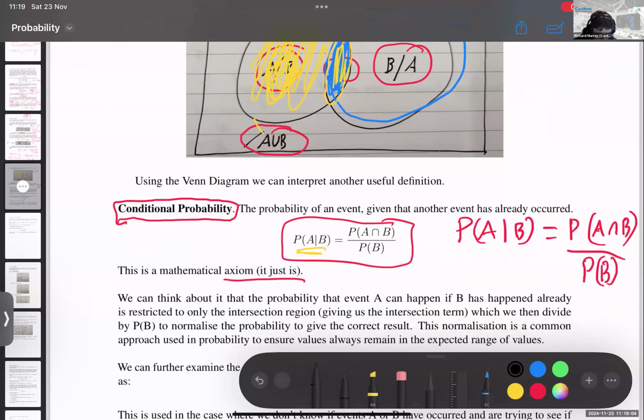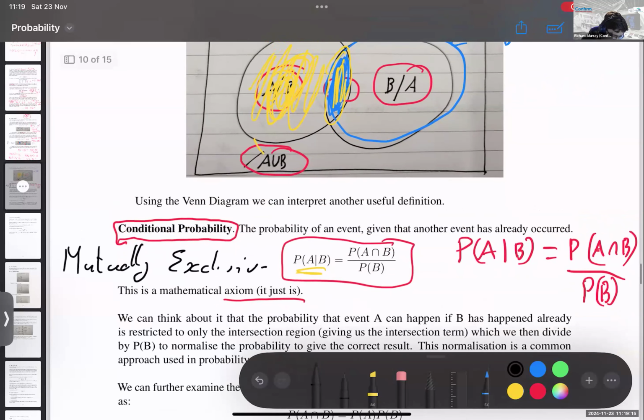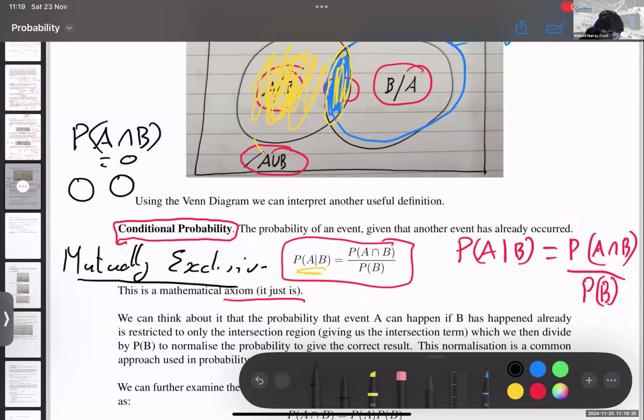If we know things that are mutually exclusive, which we've already seen, their Venn diagrams we drew as two separate circles, which means that the probability of A intersection B is equal to 0. So if they're mutually exclusive, the conditional probability of A given B is equal to 0 because there is no overlap, so it can't overlap, which means that the probability of A given that B has already occurred is 0 because we can't do both.